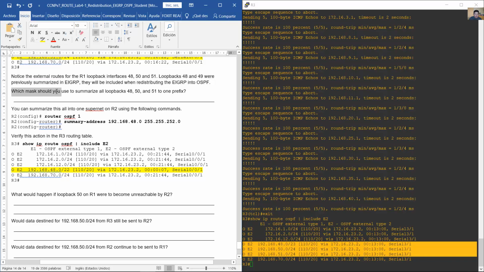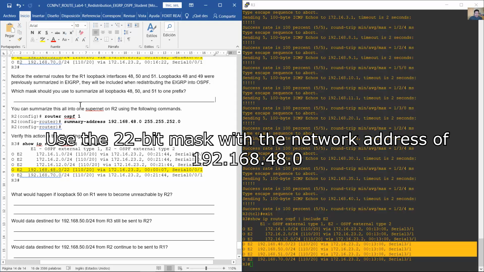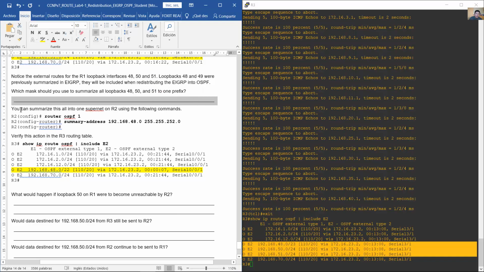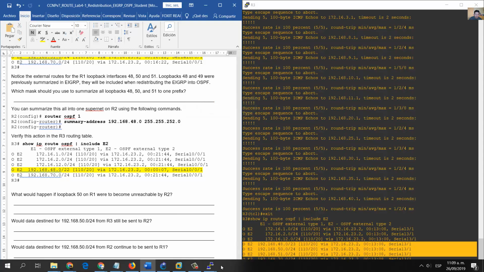Which mask should you use to summarize all loopbacks 48, 50, and 51 into one prefix? Use the 22-bit mask with the network address of 192.168.48.0. You can summarize all of this into one supernet on R2 using the following commands: access router OSPF 1 and summarize the address 192.168.48.0 255.255.252.0.